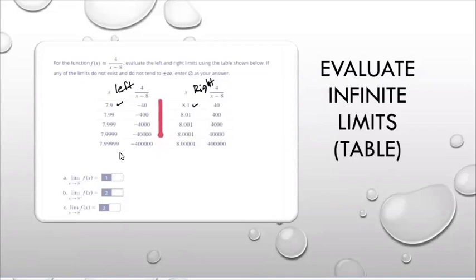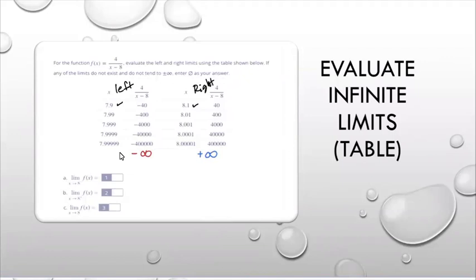So what's going on in here? This is approaching negative infinity. It's getting bigger and bigger in magnitude, which means that it is going to continue decreasing without bound. On the other side, we have 40, 400, 4,000, 40,000, 400,000. So what's going on in here as the x's get closer to 8? These y values are approaching positive infinity.